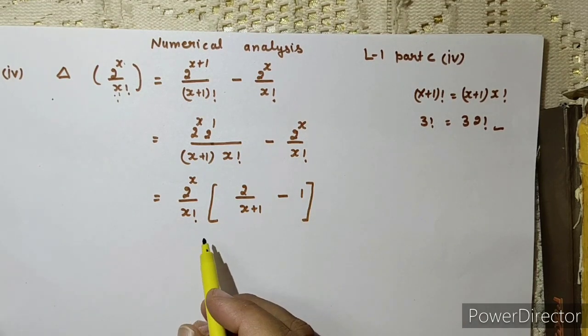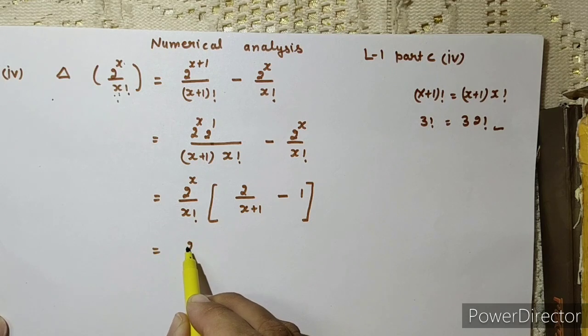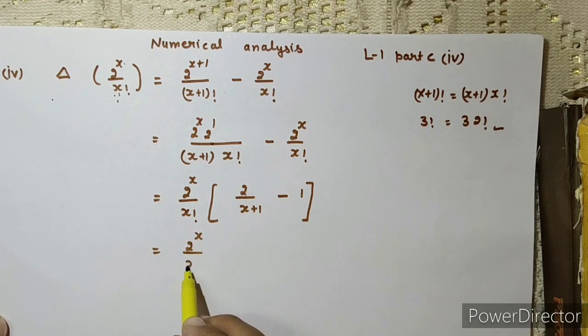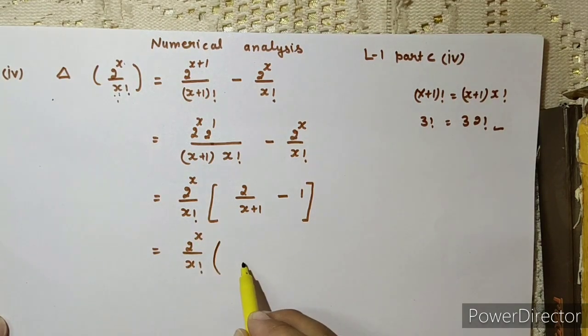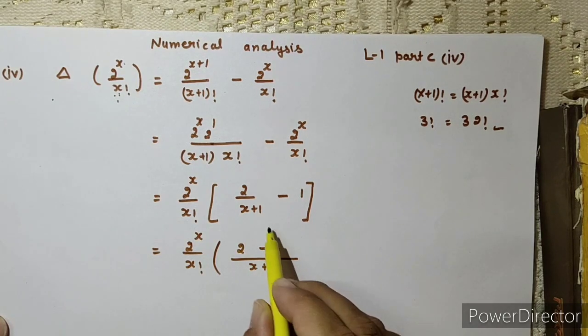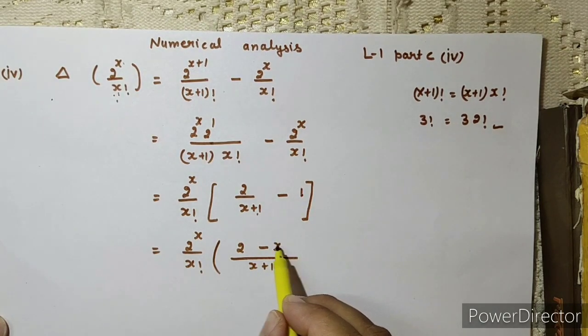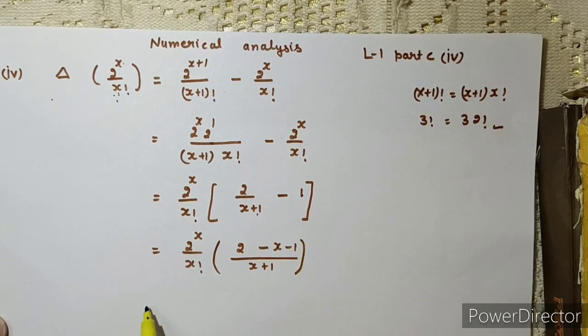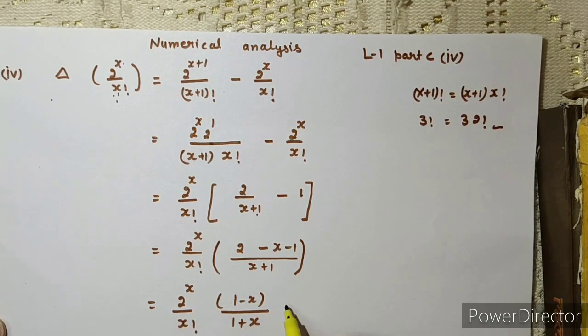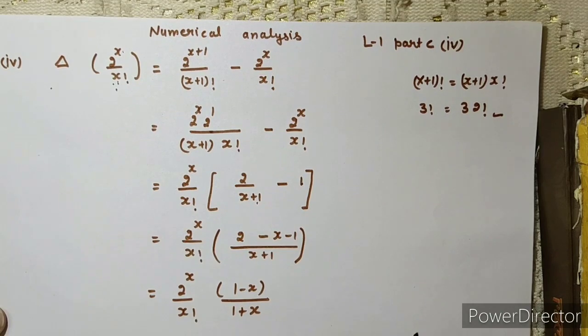Now take the LCM of this one. So this is 2^x over x factorial. And this LCM is x plus 1. So this is 2 minus this term is here. So x minus 1. And it is 2^x by x factorial. And 2 minus 1 is 1 minus x. And the lower term x plus 1, you can write 1 plus x. So this is the required answer. Okay, thank you.